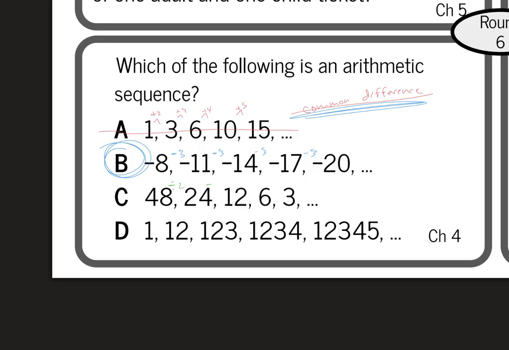Divided by 2, divided by 2, divided by 2, divided by 2. This one is actually a geometric sequence because it has a common ratio, but that's not arithmetic, so see you later. And then this one is literally just adding the next digit from the counting numbers, so that's why it's 1, 1 2, 1 2 3, 1 2 3 4, 1 2 3 4 5, 1 2 3 4 5 6. So no, see ya.